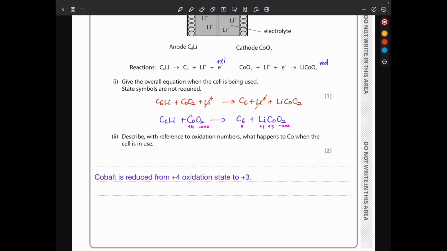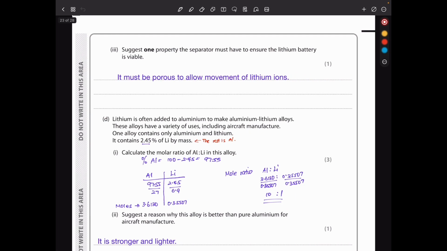And they say describe with reference to oxidation numbers what happens to cobalt when the cell is in use. Here cobalt is in the +4 oxidation state. You can see each oxygen is -2 since there are 2, so -4, so cobalt should be +4 to make the compound 0. And in this one here, we have +1, and then we have -2 for each oxygen, so cobalt is going to be +3. So cobalt is reduced from the +4 oxidation state to +3.